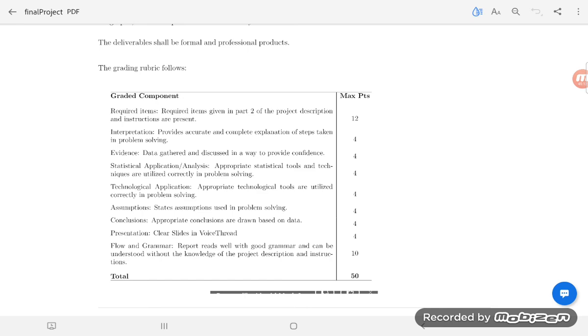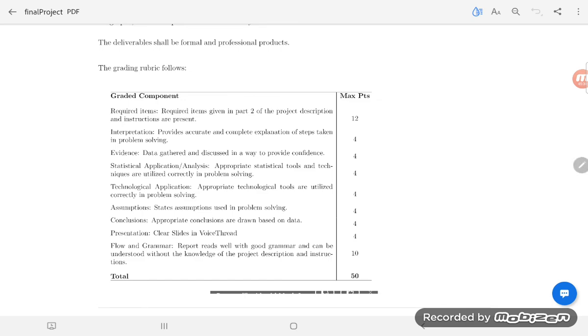Technological applications, did they utilize everything? Oh yeah, their templates were used beautifully. They did all that. The assumptions, they went through why they were using the particular tests they were using, what the assumptions were for that test. Great. That was fantastic. So that was a 4.